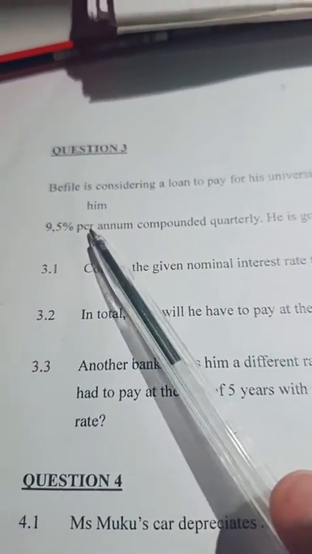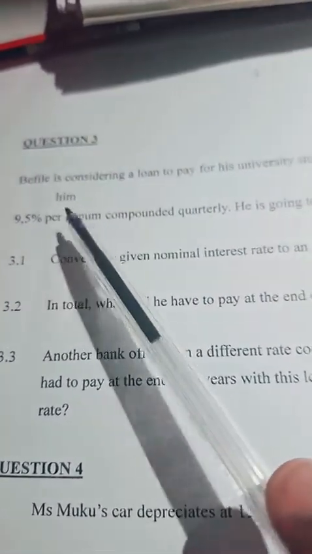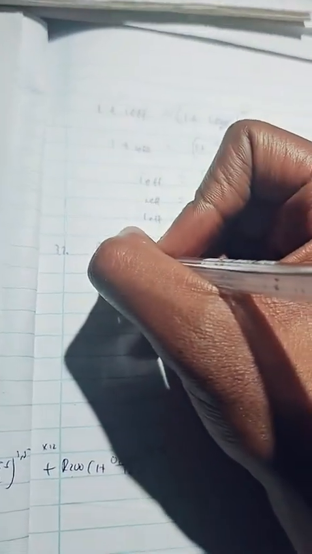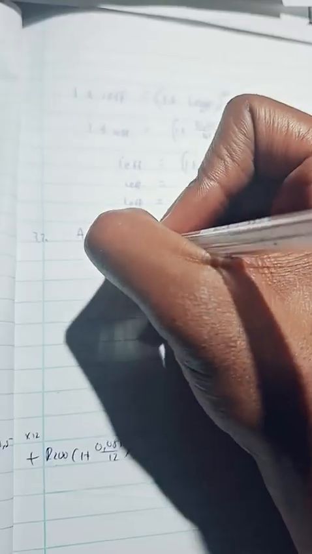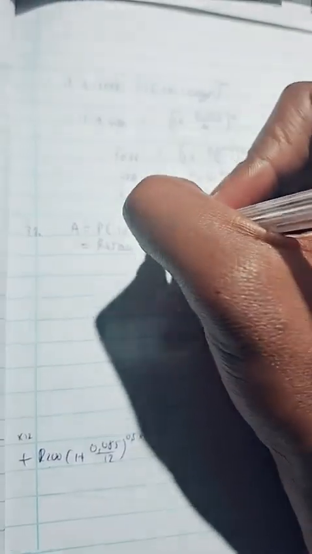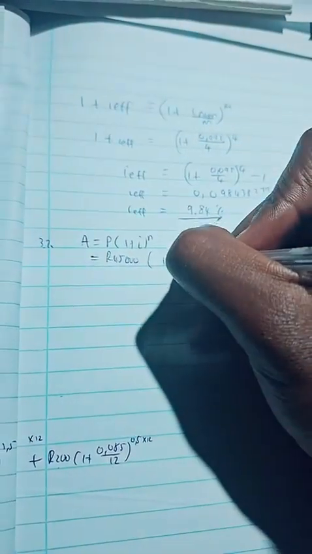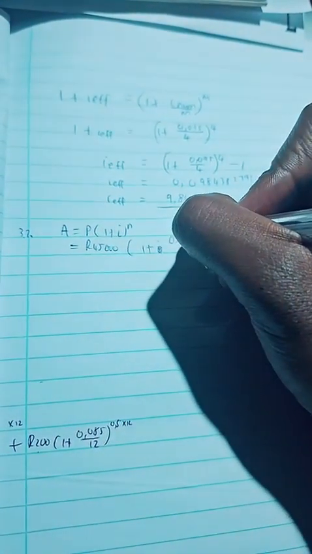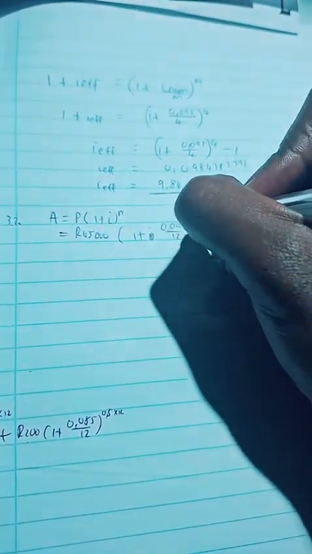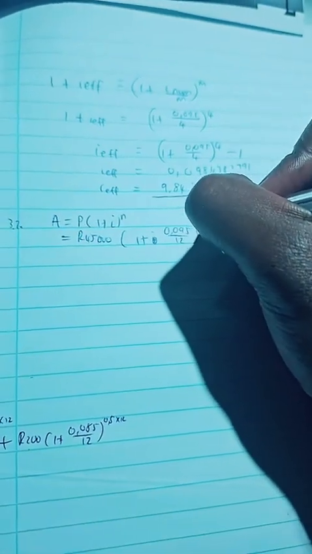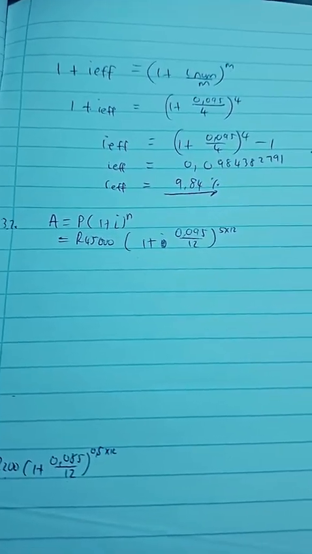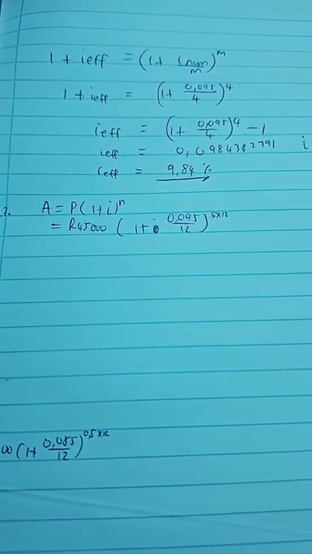Same amount. But let's just be direct and use what we've been given here, the 9.5%, because it makes life very easy. So we can say A is equal to P, 45,000, times 1 plus i, where i is 0.095 over 12, to the power of 5 times 12. I can make life easy like that. 5 times 12.